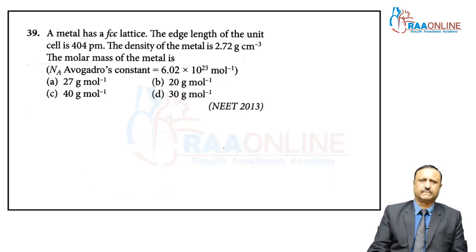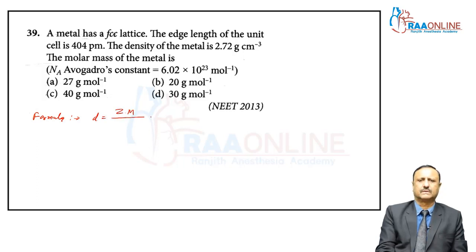Now, my dear students, question number 39: a metal has an FCC lattice. The edge length of the unit cell is 404 picometer. The density of the metal is 2.72 grams per cubic centimeter. The molar mass of the metal is? This question was also asked in NEET 2003. First of all, you can write the formula: density is equal to Z into molar mass or atomic mass upon Avogadro number into a cube, the edge of the unit cell.